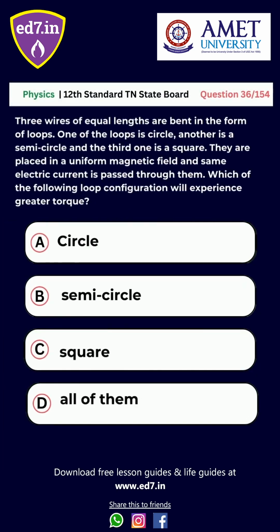Question number 36. Three wires of equal lengths are bent in the form of loops. One of the loops is a circle, another is a semicircle, and the third one is a square. They are placed in a uniform magnetic field and the same electric current is passed through them. Which of the following loop configurations will experience greater torque? Option A circle, B semicircle, C square, D all of them. And the right answer is option A, circle.